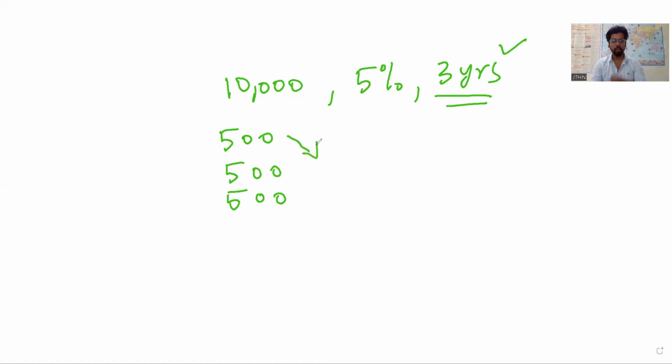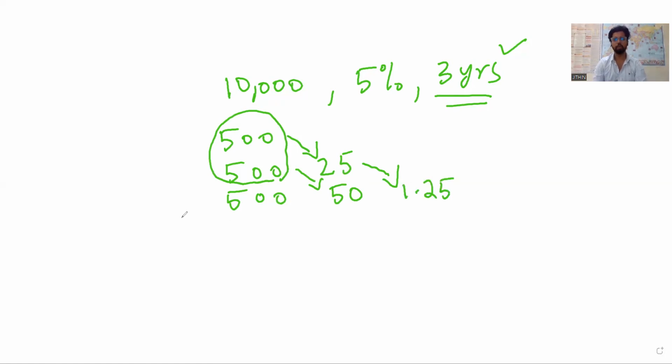So what is 5% of 500? 10% of 500 is 50. So what will be 5% of 500? It will be 25. Right. Then what is 5% of 1000? 5% of 1000 is 50. Then I need to write what is 5% of this 25. 10% of 25 is 2.5. So what will be 5% of 25? It will be half of 2.5, that is 1.25.